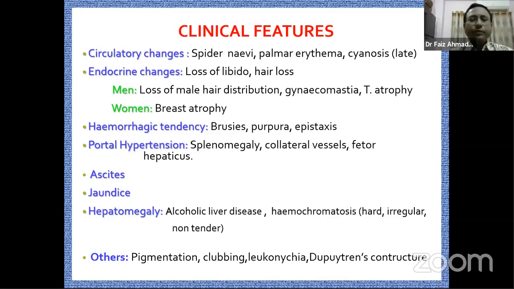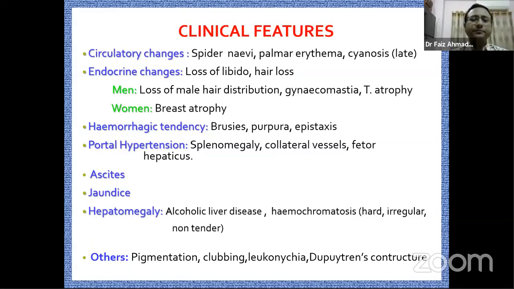Also, if you go for physical examination of a patient with cirrhosis, you could find different signs if you examine the patient meticulously. So what are those signs? It's very important. Whenever you examine a patient, keeping in mind that the patient could have cirrhosis, you must remember that the patient could have many signs if you examine properly. Due to different circulatory changes in cirrhosis, you can have spider nevi or spider telangiectasia or spider angioma, palmar erythema, and in advanced stage cyanosis.